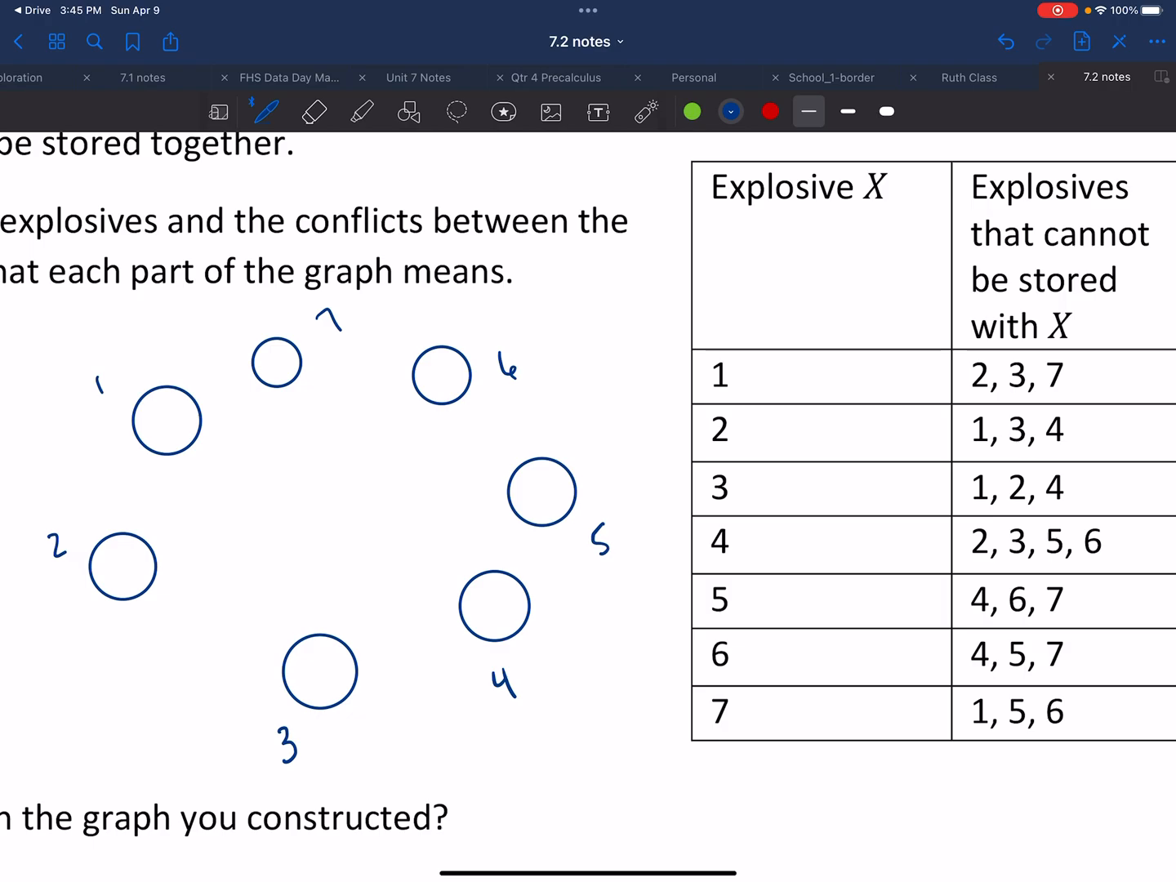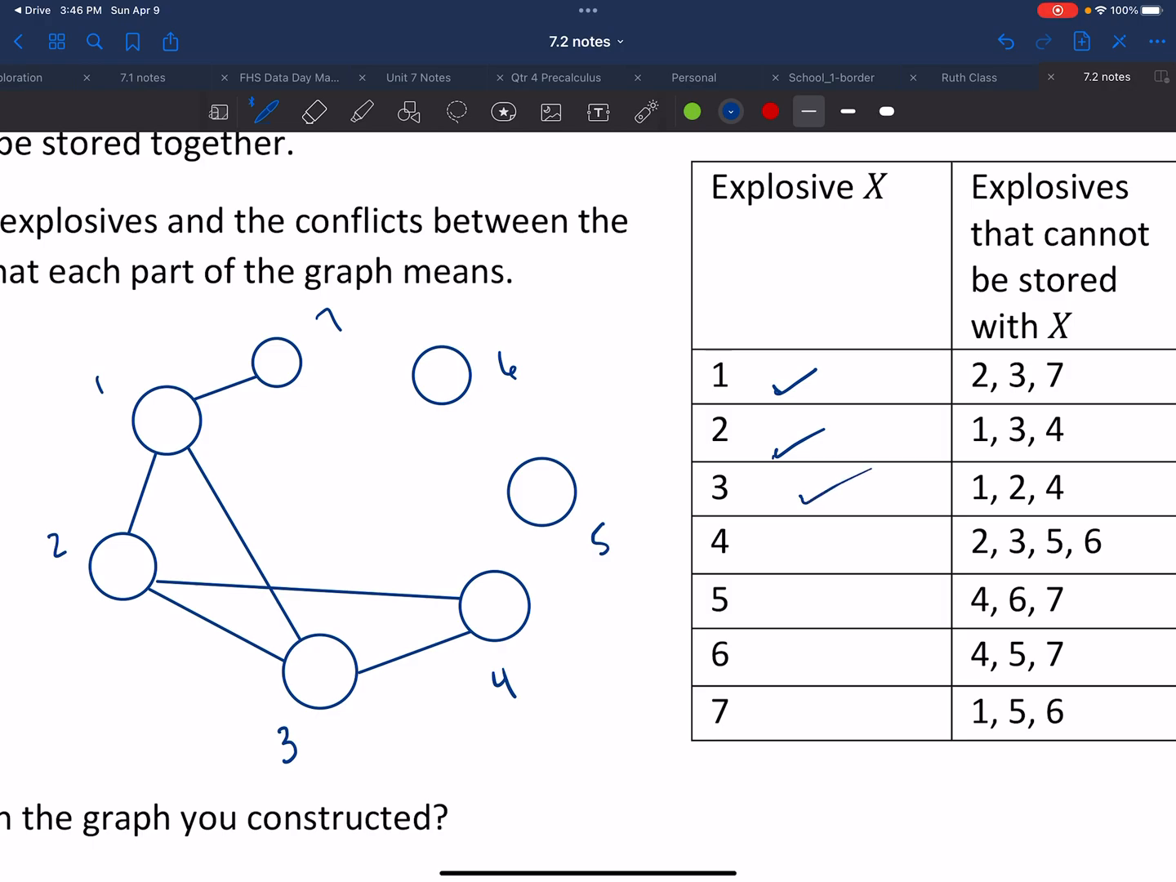All right, let's take a look at the first one. It cannot be stored with 2, so there's going to be a connection there. It cannot be stored with 3, so there's a connection there. And it cannot be stored with 7, so there's a connection there. If at this point you understand what we're talking about, go ahead and pause this and complete your graph. With 2, it cannot be stored with 1, 3, or 4. So I've got 2. 3 cannot be with 1, 2, or 4. So we got one more connection there.